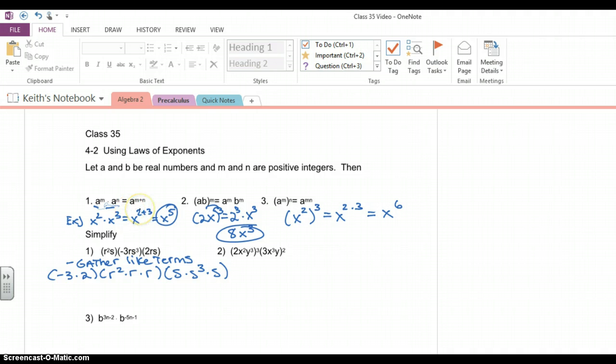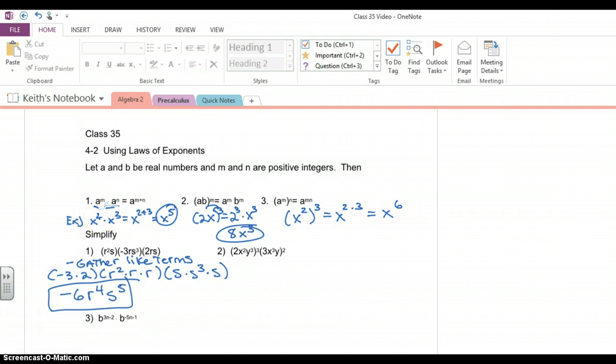Well, negative 3 times 2 is negative 6. Here, these are like terms, so you can add the exponents. 2 plus 1 is 3, so r to the third. And 1 plus 3 is 4, plus 1 is 5, so s to the fifth.